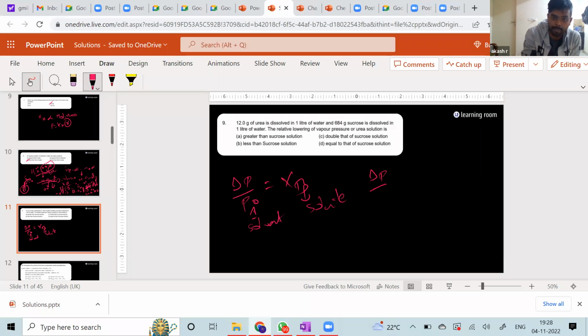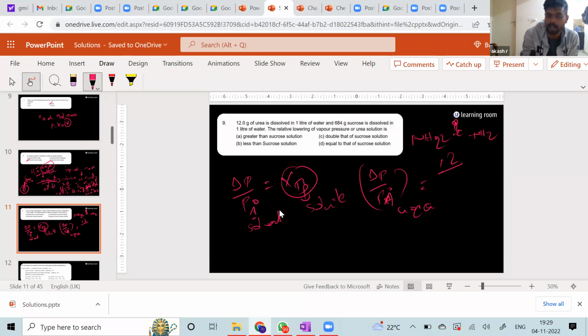So now del P by PA naught for the urea solution, let us calculate first, right? For the urea solution, we have to calculate XB, that is nothing but the mole fraction of urea, right? This A is water. Okay, right. So now 12 divided by, what is the formula for urea? NH2, C double bond O, NH2. And if you calculate the molecular mass, it will be 60. Right? So 12 by 60 plus 1 liter of water.